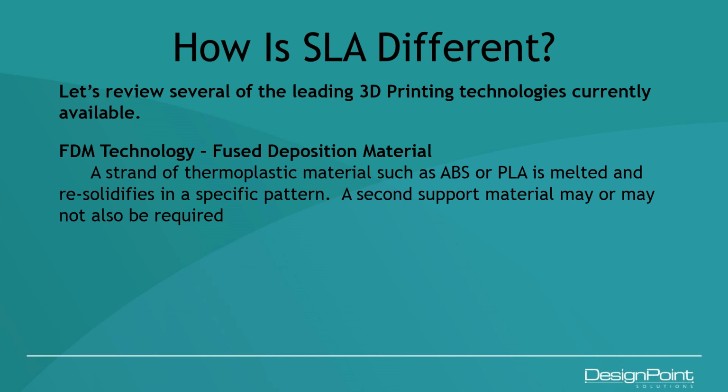So some of these machines use two different types of plastics. One plastic is the build material. The second plastic is what's known as a support material to aid in the creation of the part. That support material is later removed.